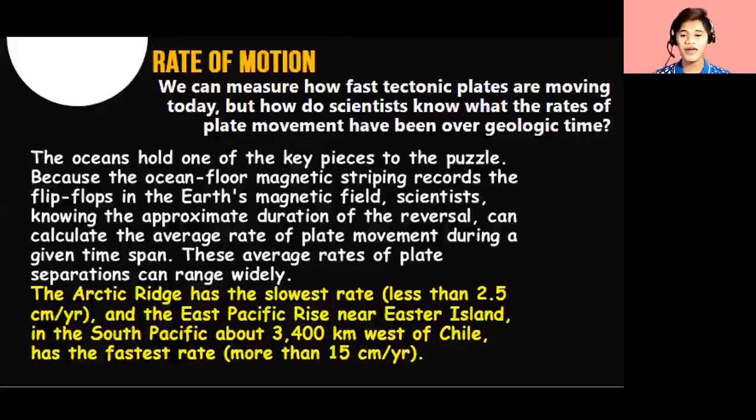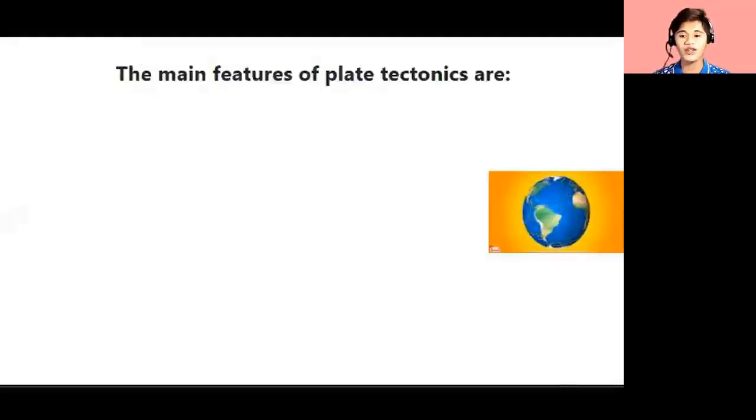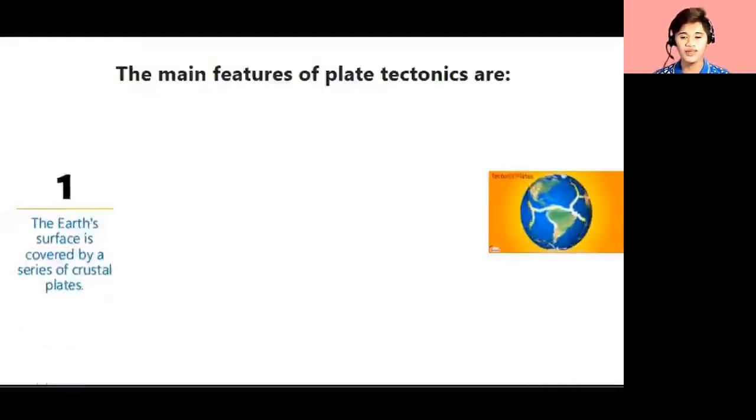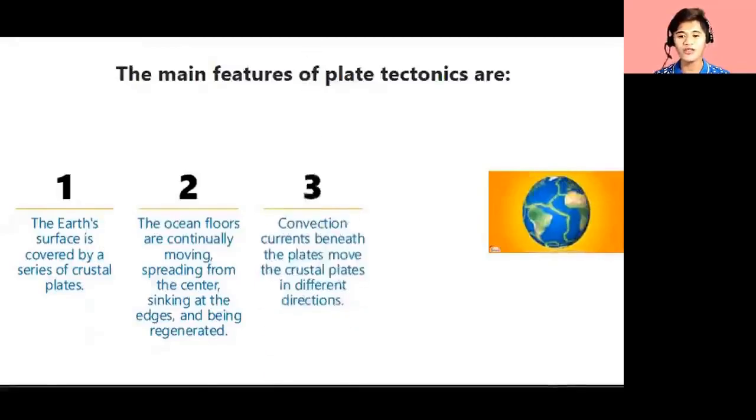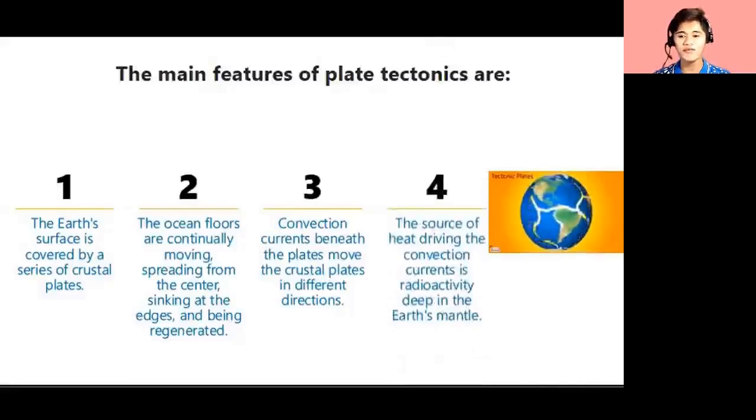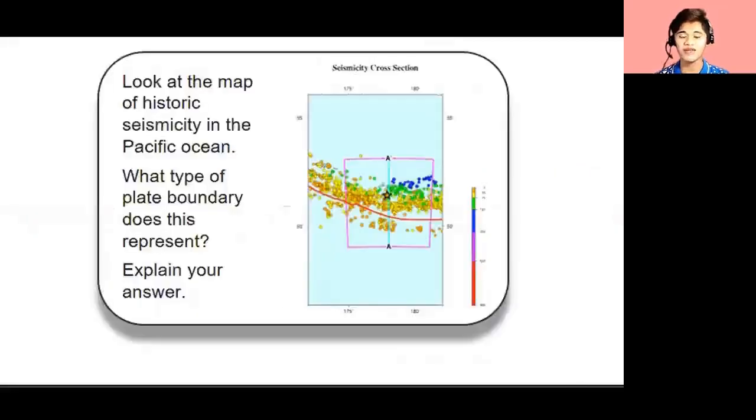Let us remember that plate tectonics is conventionally observed with the following features. The Earth's surface is covered by a series of crustal plates. The ocean floors are continually moving, spreading from the center, sinking at the edges, and being regenerated. Convection currents beneath the plates move the crustal plates in different directions, and the source of the energy driving the convection currents is radioactivity deep in the Earth's mantle.